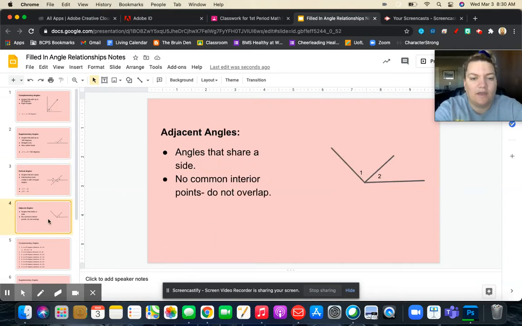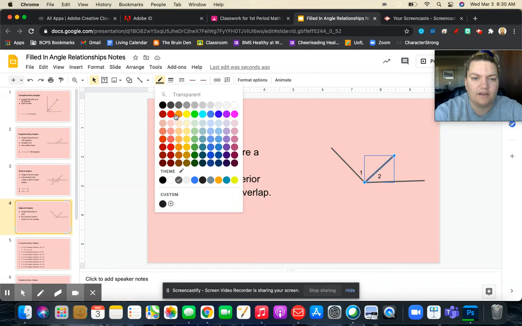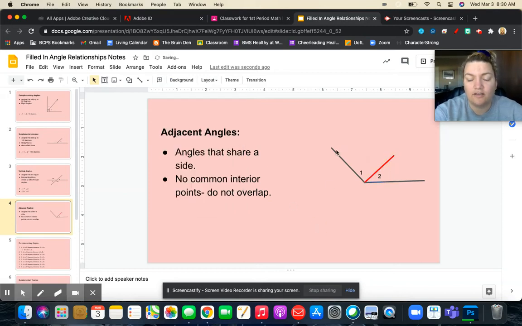And the last thing, we have adjacent angles. Adjacent angles share a side. So angle 1 and 2 are adjacent here. They share this side length right here. I'll make it a different color. That's the one they share, right? Angle 1 is this area right here. Angle 2 starts here and goes up that red line. They share that red line.